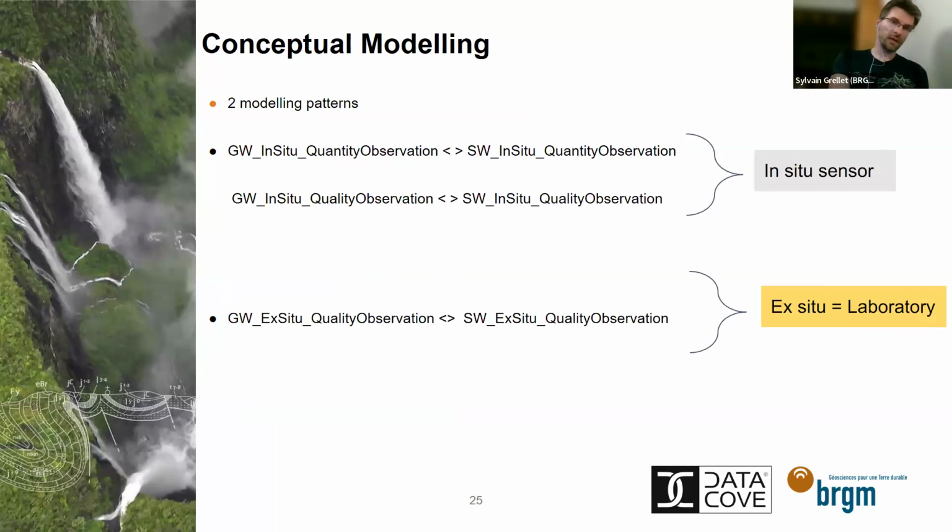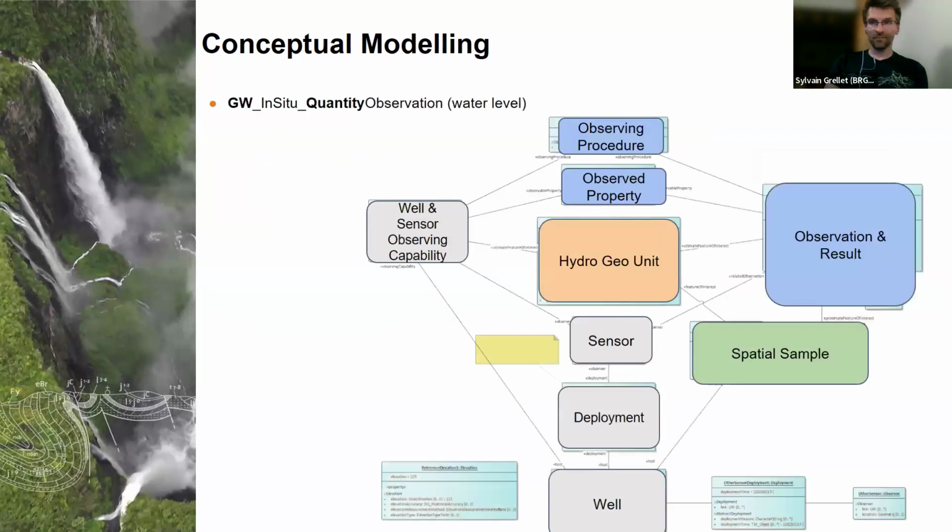We've worked on them separately, and at some point, we concluded that we followed two main modeling patterns. There is a grouping of what we would call in situ sensor observation, and obviously groundwater in situ quantity and quality do follow the same pattern, as well as surface water in situ quality and quantity. And the ex situ one, meaning that when you take a water sample and you go to the lab, that's an augmented, in a way, not completely different, but a bit augmented pattern.